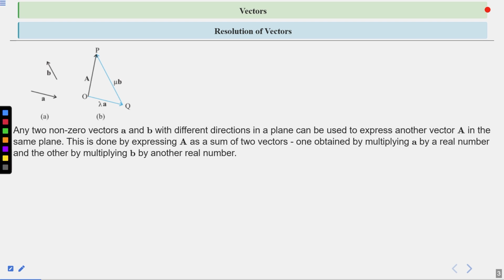So if we have two non-zero vectors, a vector and b vector, with different directions in a plane, they can be used to express another vector a in the same plane. This is done by expressing vector a as a sum of two vectors, one obtained by multiplying a by a real number and another obtained by multiplying b by another real number.